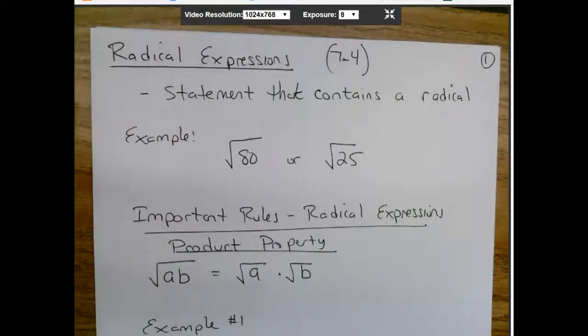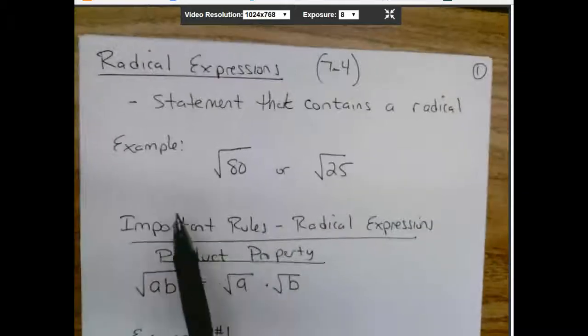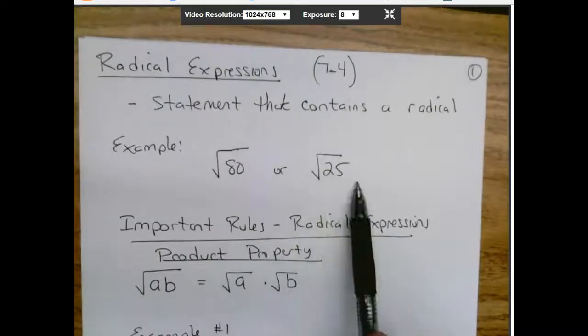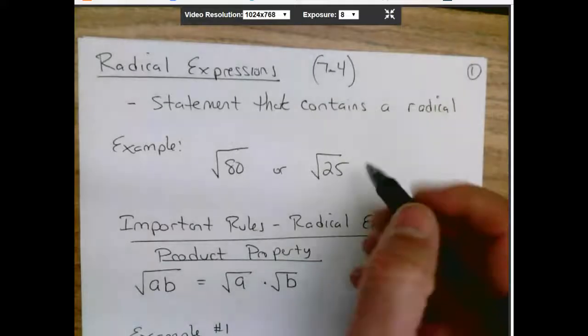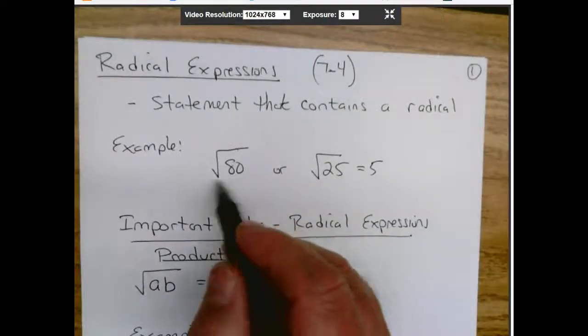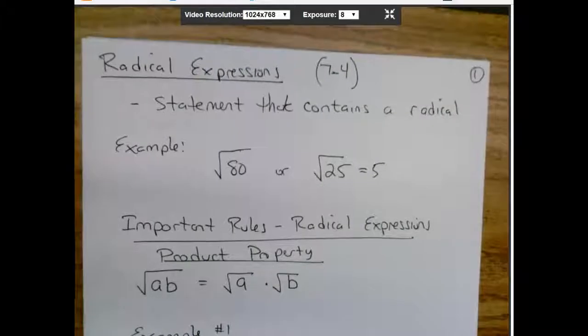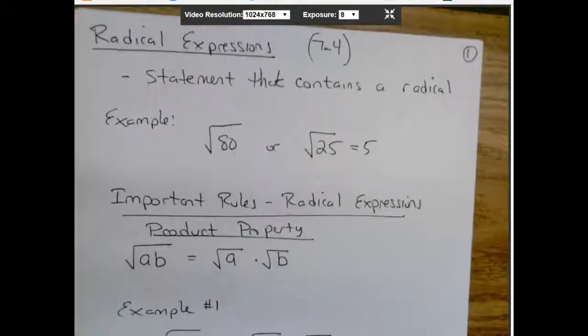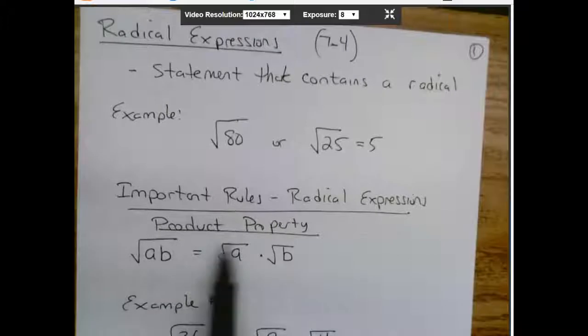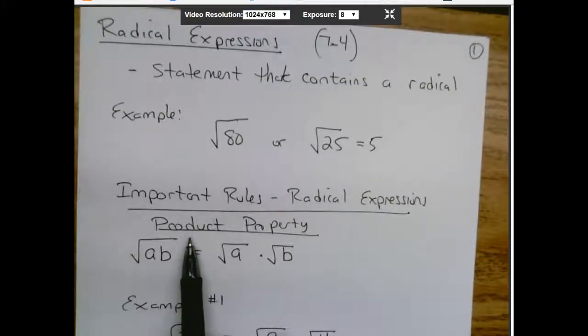So first, in 7.3 we looked at what the basics of a radical expression are, and now what we can do with these radical expressions. An example of a radical expression would be something like the square root of 80 or the square root of 25, right? And this one in the end would be 5. This one we'd have to do something with. We could get a decimal, but there are some different things we can do to make it a little bit easier.